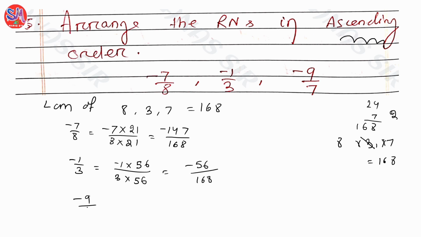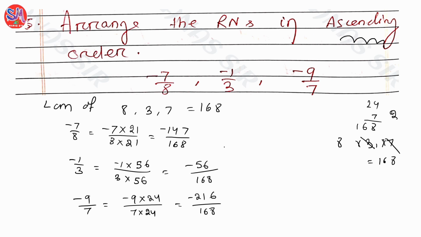Again, minus 9 by 7 equal to minus 9 into, 7 into. So 7 means 8 3s are 24. If you multiply 24, then we get 168. Now multiply 24: 9 4s are 36, carry 3. 9 2s are 18, plus 3 is 21. That is minus 216. Now we arrange in ascending order.